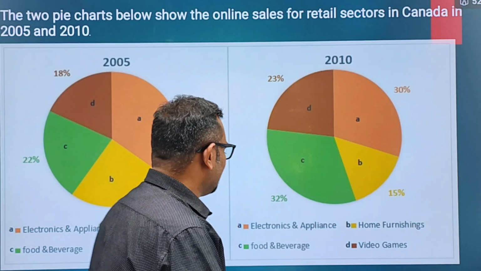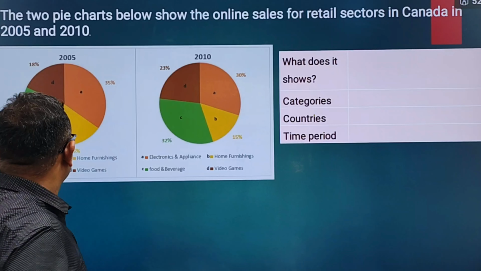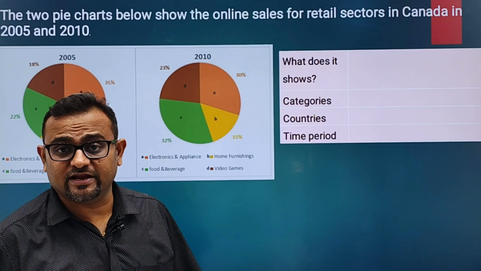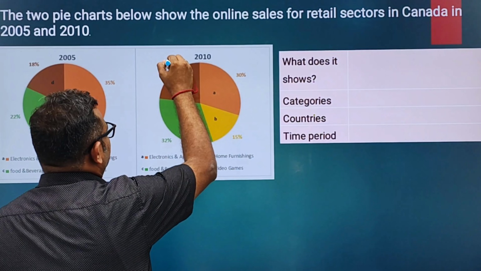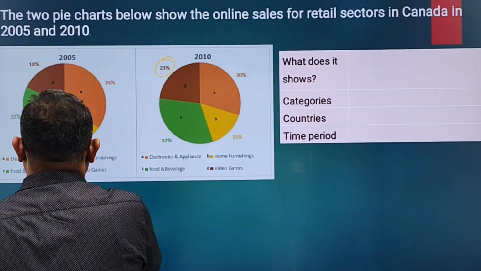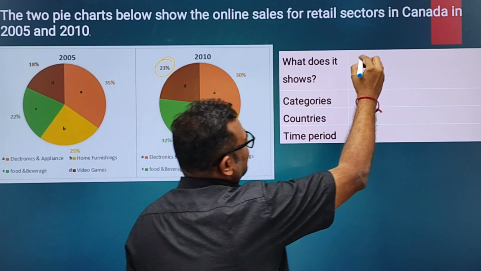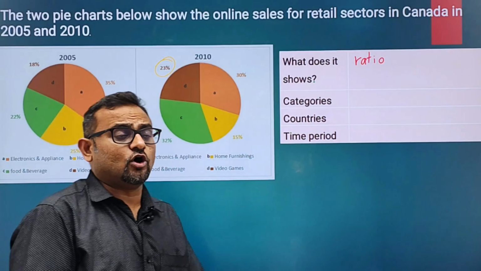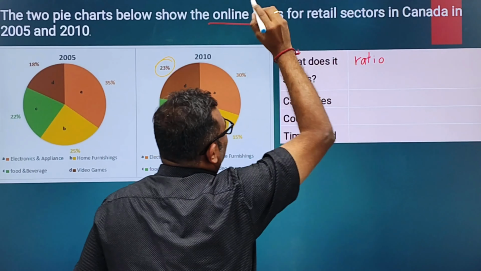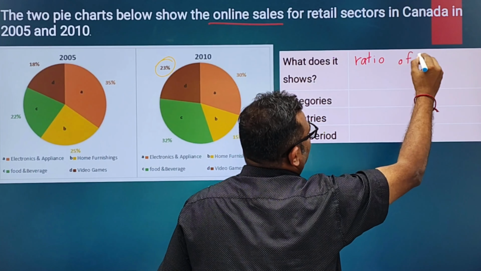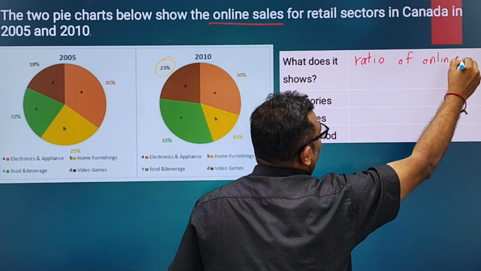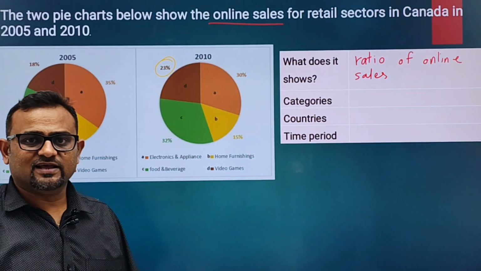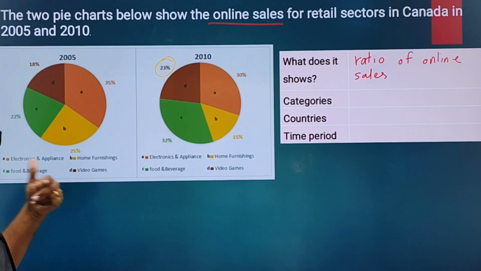So now let's make the introduction. What does it show? It shows proportion. Data percentage में दिया है. So it shows proportion. So I will write it down. Let's say ratio this time. Okay, ratio of what? Because here online sales. So ratio of online sales. Categories, there are four categories given.